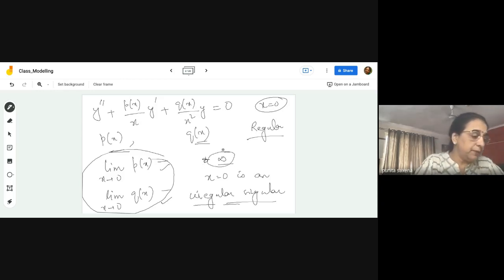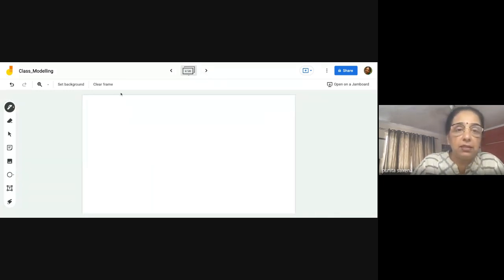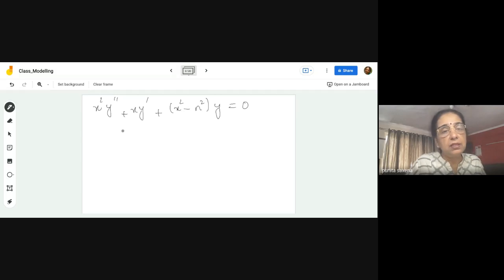Like for example, just look at the Bessel's equation that we had. I'll start with the Bessel's equation and then I'll tell you how to go about it. The Bessel's differential equation was something like this: x square y double dash plus xy dash plus (x square minus n square) y equal to 0. This is a Bessel's differential equation of order n, right?